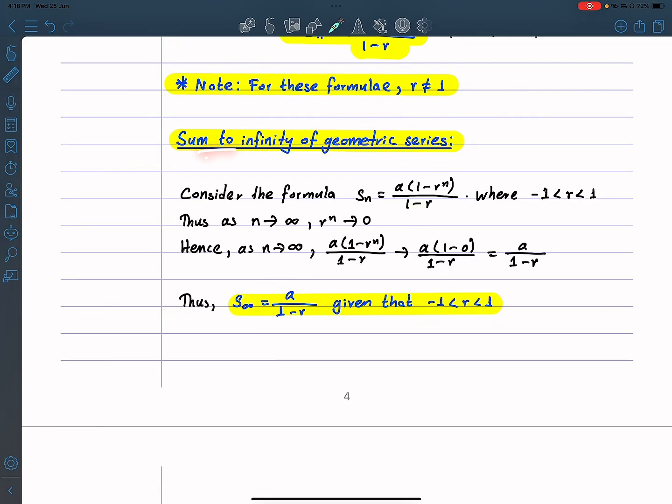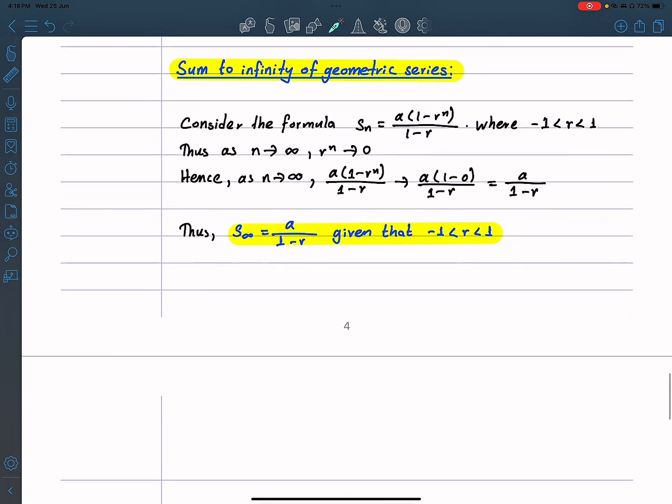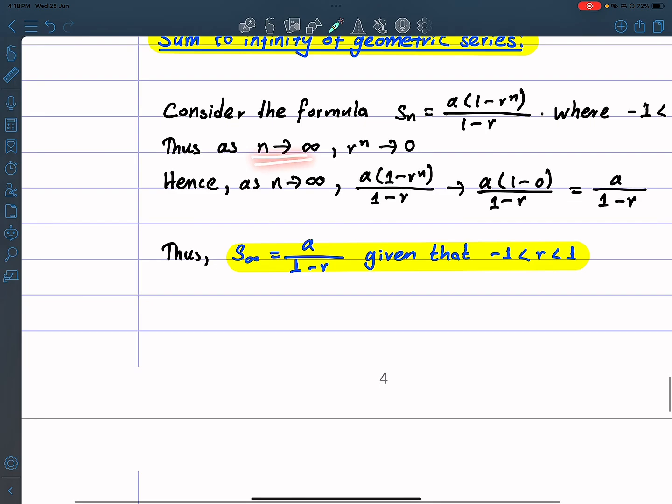Now let's take a look at the sum to infinity of a geometric series, or a convergent geometric series. So let's consider the formula s of n equals a times (1 minus r to the n) over 1 minus r, where r is in this range. As you can see, this formula is for this range only. So as n approaches infinity, r to the n would approach 0.